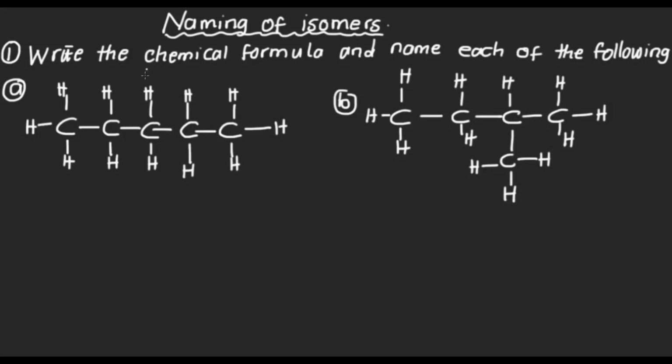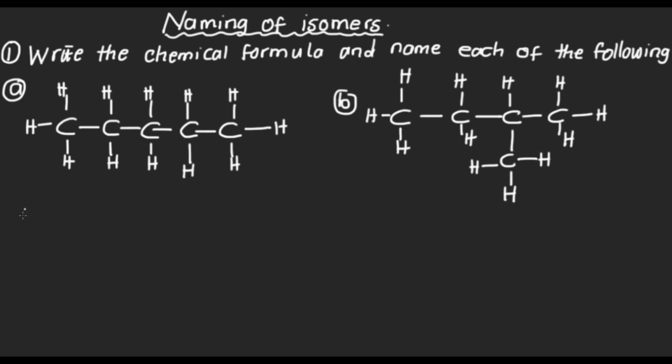Welcome guys, I have a simple question for you where we are going to look at how to write the chemical formula and naming each of the following structures. So this question is coming from the topic of organic chemistry, and we can see the heading is the naming of the isomers. For those that may want to look into a detailed topic of organic chemistry, you can just search for that under my YouTube channel, so you'll be able to find it.